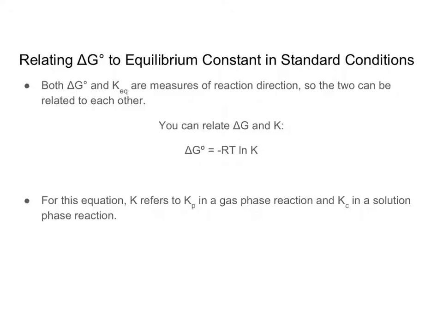The formula that you will get on the AP exam is the change in free energy is equal to negative R times T times the natural log of the equilibrium constant, where R is the thermal gas law constant, which you may remember to be 8.314 joules per mole per Kelvin.